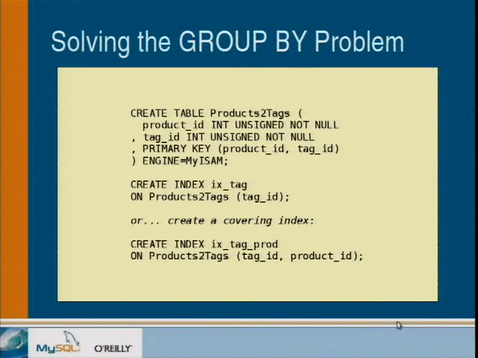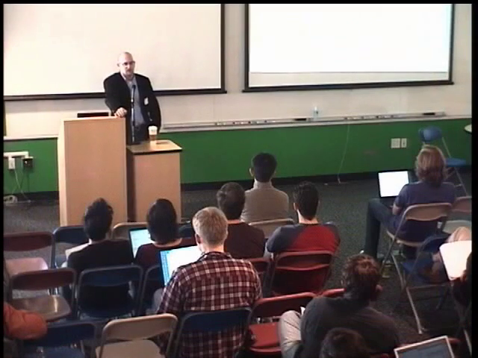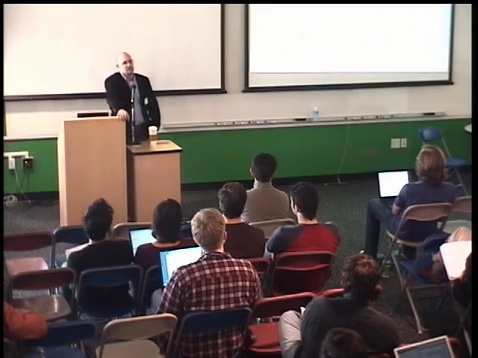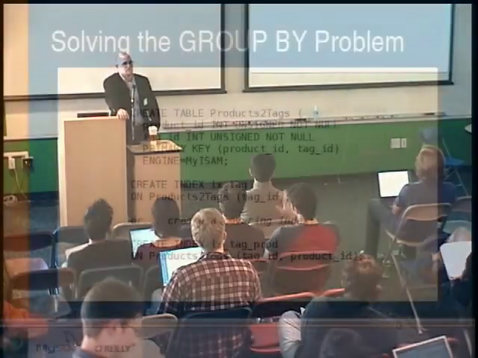Okay? Now, there are 2 examples here where it says create index. The top example, create index IX tag on just the tag ID. For all you guys using InnoDB, that's exactly what you'd want to do. For MyISAM, you'd want to do the bottom one to create a covering index opportunity. Does anyone know why the top one should be used for InnoDB and not the bottom one? What's the difference between the secondary indexes in InnoDB versus MyISAM?